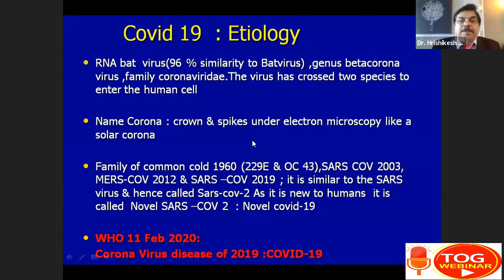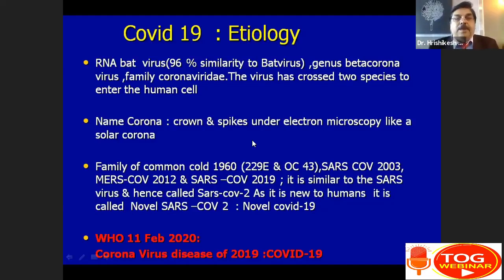And because it's new to our human species, that is why it is called a novel virus. So it's new to the human. The humans do not know this new RNA that is confronting them, and that's why it was called the novel COVID virus 19. And on 11th of February 2020, WHO renamed this virus as coronavirus disease of 2019. Hence, it is called COVID-19 disease.